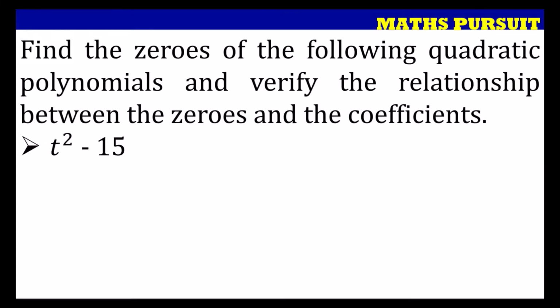The given question is: find the zeros of the following quadratic polynomial and verify the relationship between the zeros and the coefficients. And the given equation is t to the power 2 minus 15. So guys, this is what is given as our quadratic polynomial equation, and we need to find the zeros from this equation, as well as the relationship between the zeros and the coefficients. So let us see how we are solving this equation.